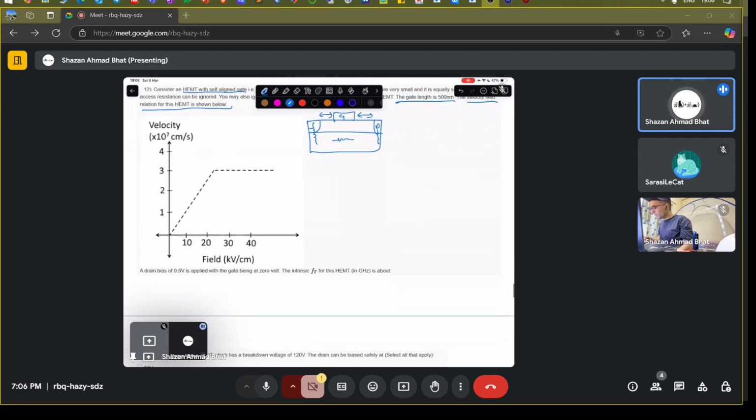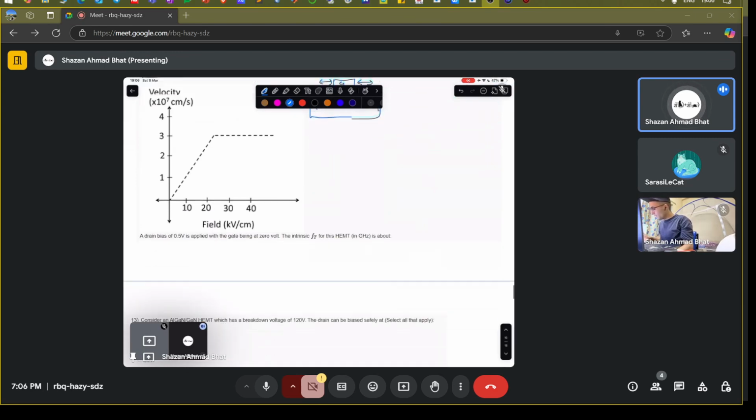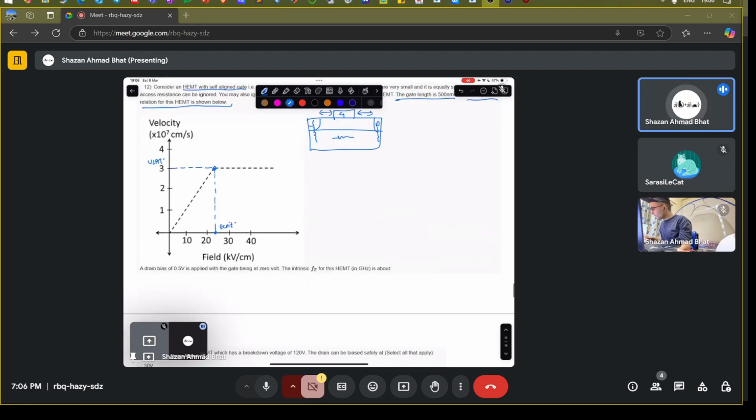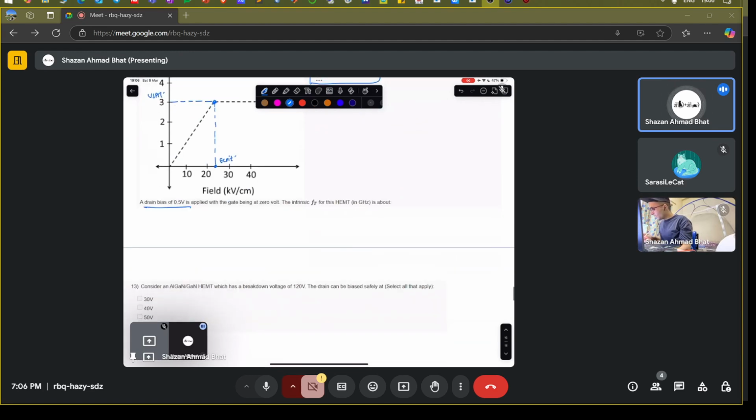The velocity-field curve is given, which is velocity versus field. This particular value is the saturation velocity. This is the critical electric field, and this is the saturation velocity. So from this curve, you can get the saturation velocity. Now, where are we going to use it? What is the thing we have to find? A drain bias is applied with the gate voltage at zero. The intrinsic unity gain frequency for this HEMT is asked.